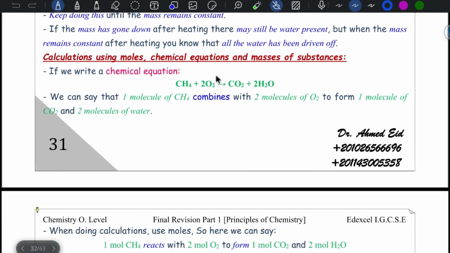Calculations using mole, chemical equations, and the masses of substances. Very important part. If you have a chemical equation like this one, CH4 + 2O2 gives CO2 + 2H2O, we can say that one molecule of methane combines with 2 molecules of oxygen to give 1 molecule of carbon dioxide and 2 molecules of water.